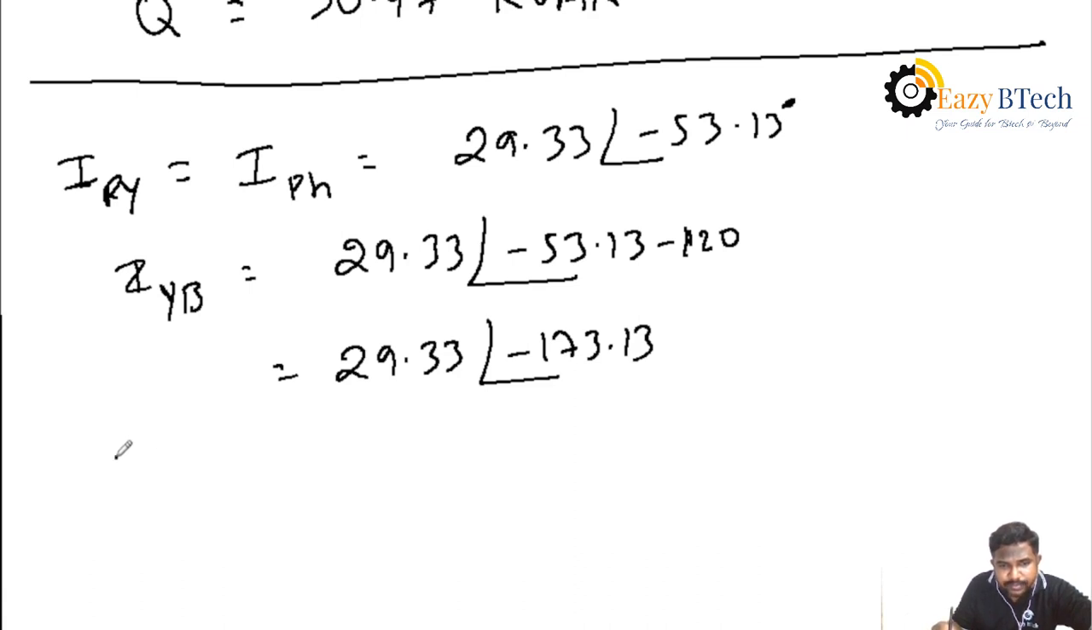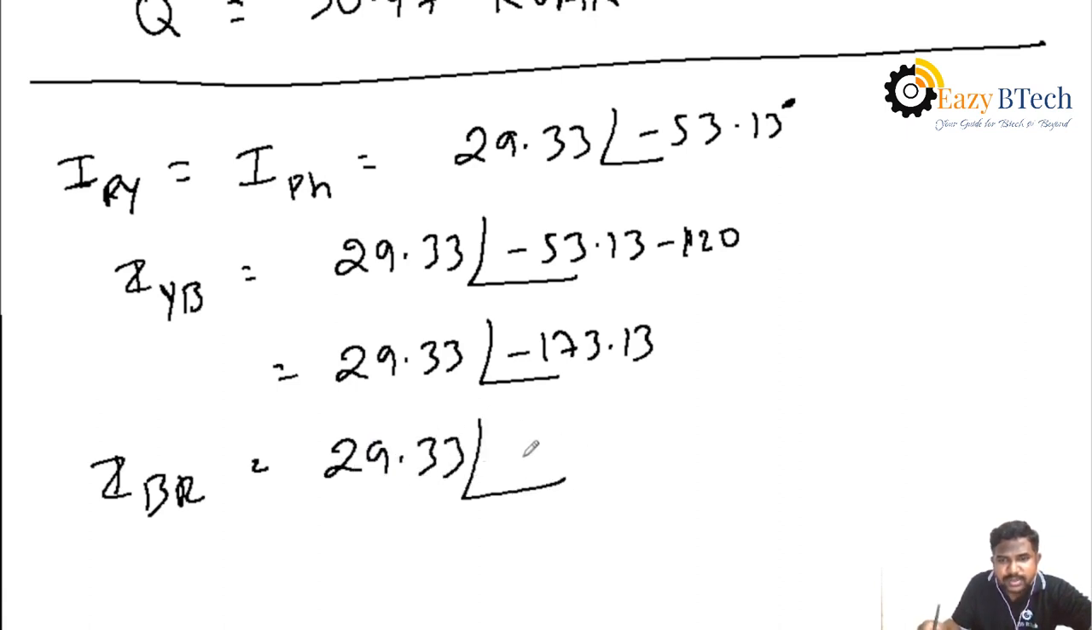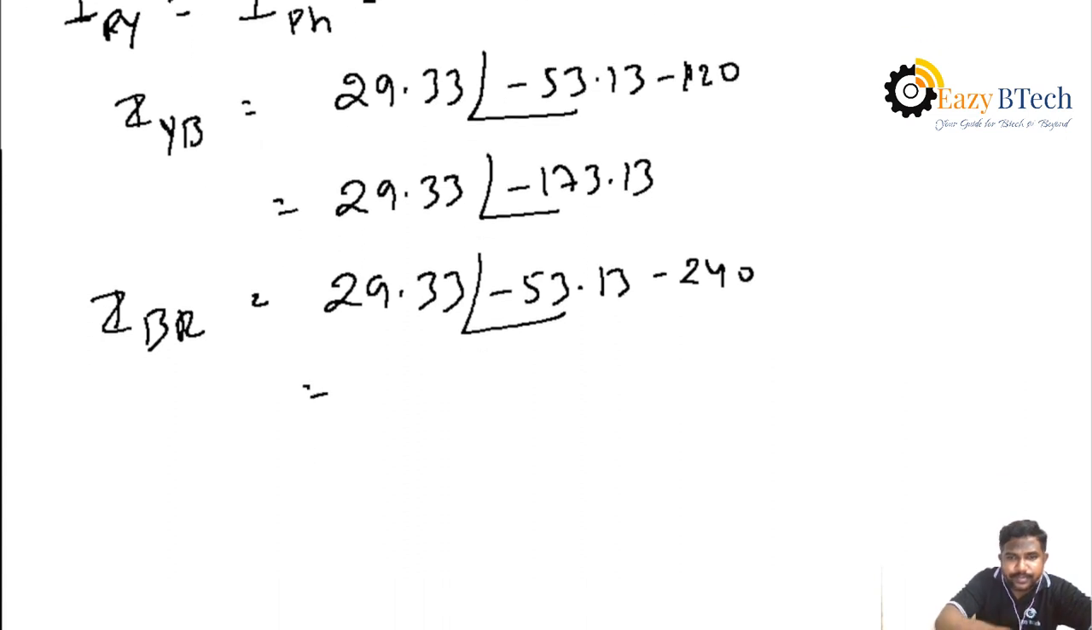In the same manner, for the other phase IBR, the value is the same, 29.33, but displaced by minus 240. That is 53.13 minus 240 degrees. In the same manner you can find out the phase angle also: 29.33 at an angle of minus 293.13. But here, observe all phase current values are equal in three phase.